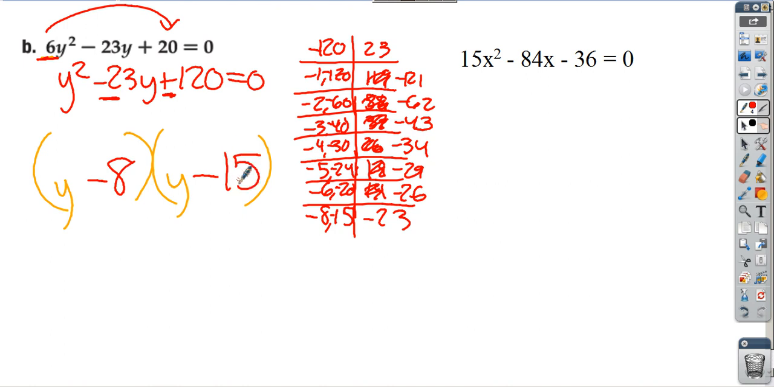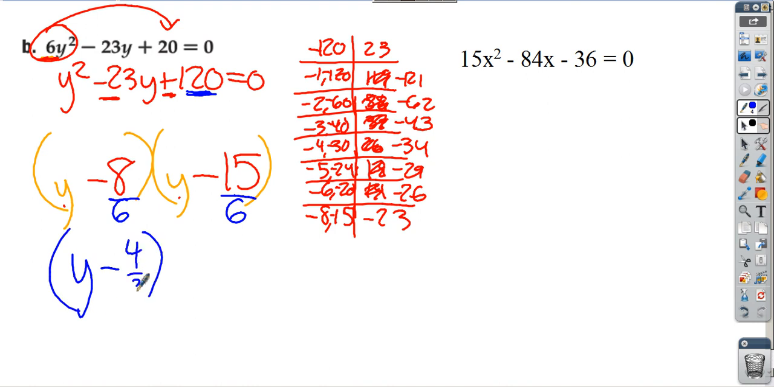Okay, now here's the thing. If we multiply y times y, that's not going to take us back to 6y squared. So here's what we need to ask ourselves. That 6 that we started with, where is it right now? It went into the 120. That means it's still in the 8 and the 15. How did you get the 6 there? You got it there by multiplying. So you get it out by doing the opposite. You're getting it out by dividing. So then let's reduce these two fractions. 8 over 6 becomes 4 over 3. 15 over 6, well, 3 goes into that number 5 times, and 3 goes into that number twice.